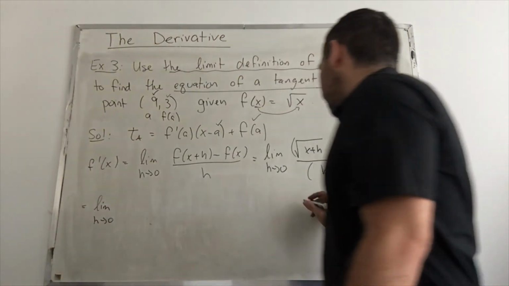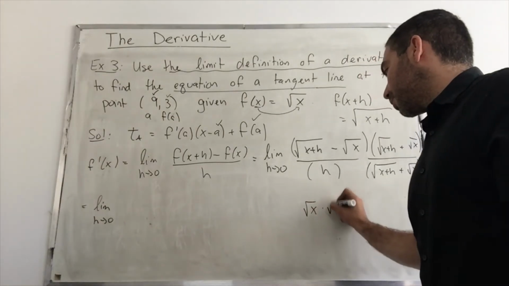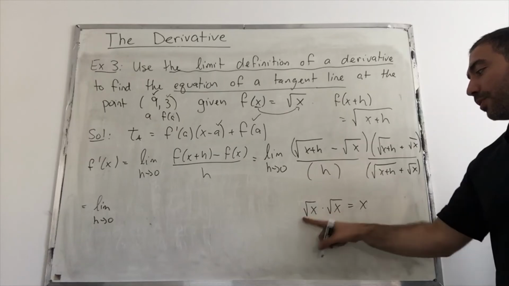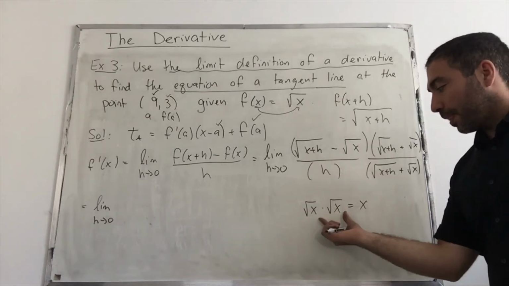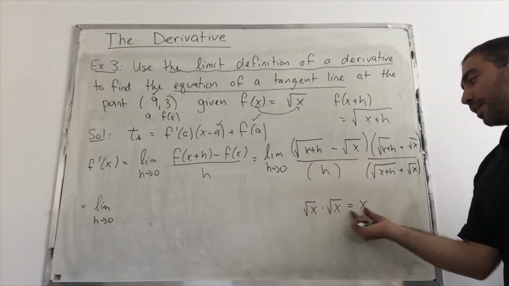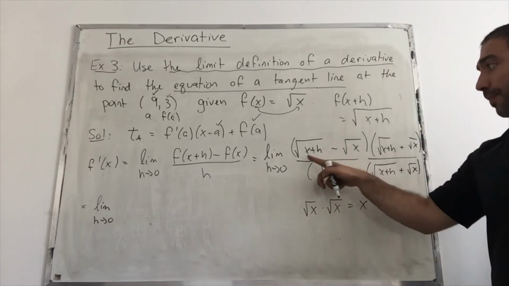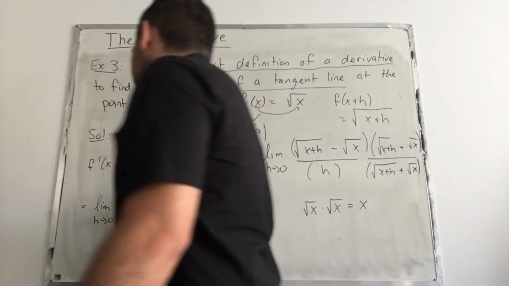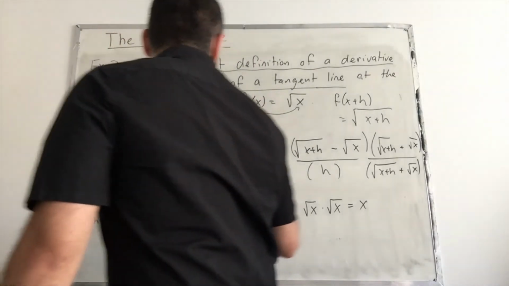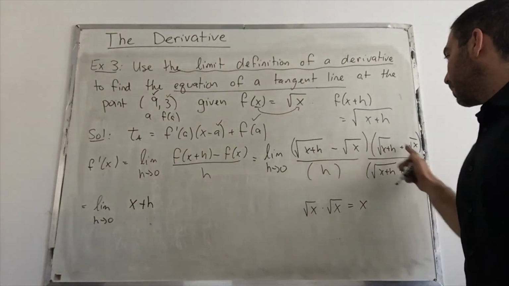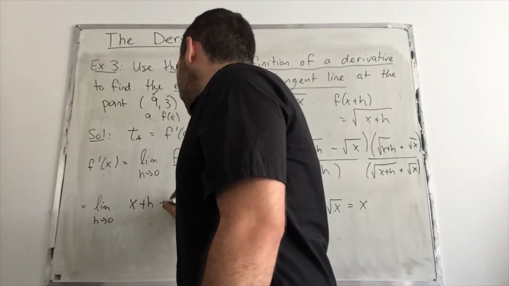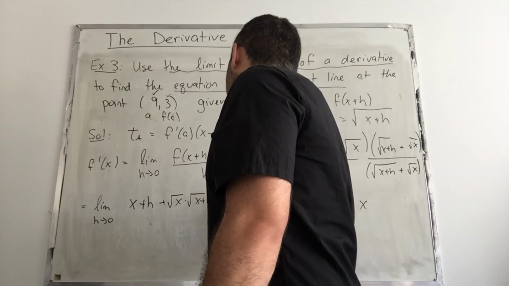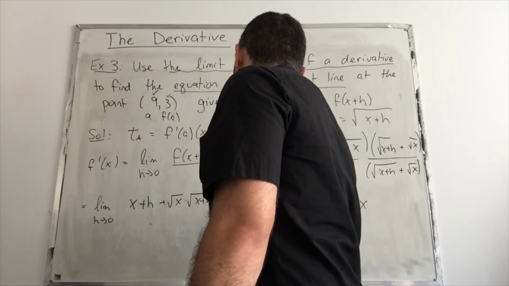Keep in mind that the square root of x times the square root of x is x. Whenever you're multiplying two terms inside a root that are the same, well, essentially the roots cancel. So you have square root of x plus h times the square root of x plus h. So all we're left with is x plus h. Okay, that was the first term. The next term is going to be square root of x times square root of x plus h minus square root of x times square root of x plus h.